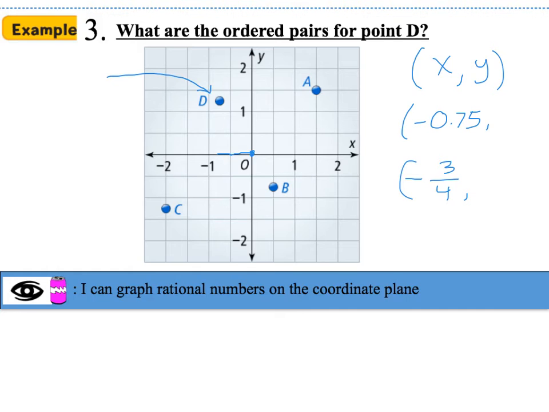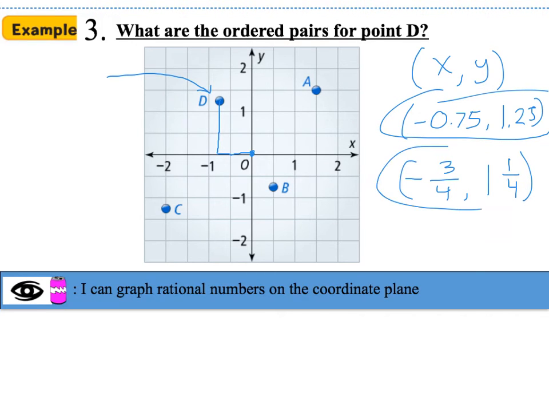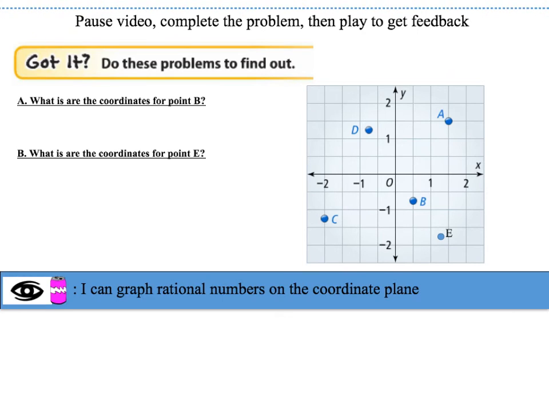So now what I want to do is jump up on my y-axis. So here's positive half, positive 1. Now I'm not going to jump to the entire interval line. I'm going to stop in the center. And we know that in the center of 1 and 1.5 would be positive 1.25. For fraction form, I can write positive 1 and 1/4, and both ordered pairs would mean the same thing. So pause the video, complete these got it problems, and then play it back for some feedback.